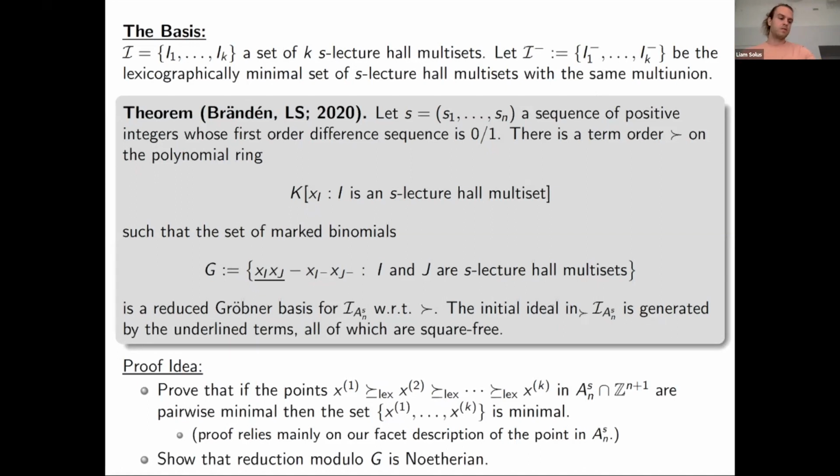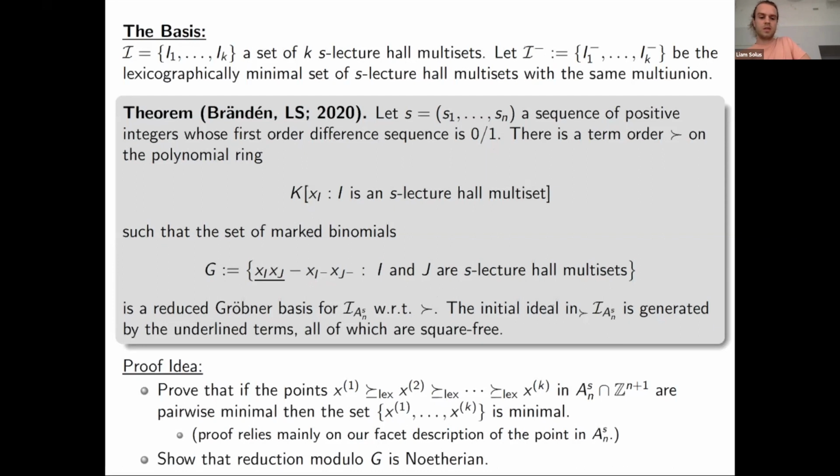So what's the final result? The idea is that our Gröbner basis for these S-lecture Hall simplices for this 0-1 sequence is given by this marked set of quadratic binomials here, where we have a pair ij of S-lecture Hall multisets, and we're subtracting off the indeterminates associated to their lexicographically minimal pair that has the same multi-union.